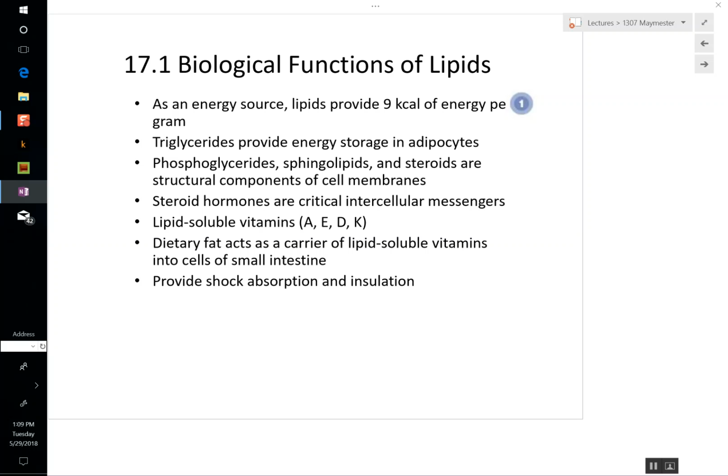Phosphoglycerides, sphingolipids, and steroids are structural components of cell membranes. Steroid hormones are critical intercellular messengers. The sex hormones are steroids. Lipid-soluble vitamins like A, E, D, and K, and dietary fat acts as a carrier for lipid-soluble vitamins. Fat provides shock absorption and insulation. Whales swimming around in cold water have a big, huge layer of fat. They don't hardly notice the cold.